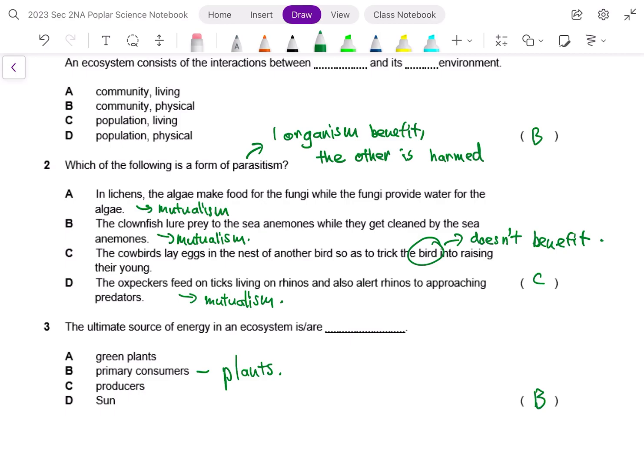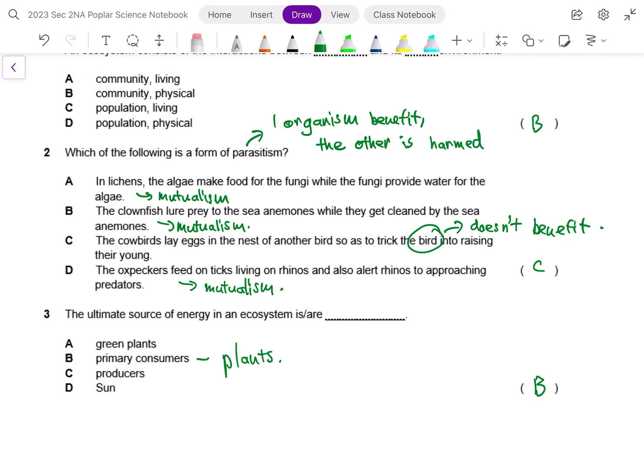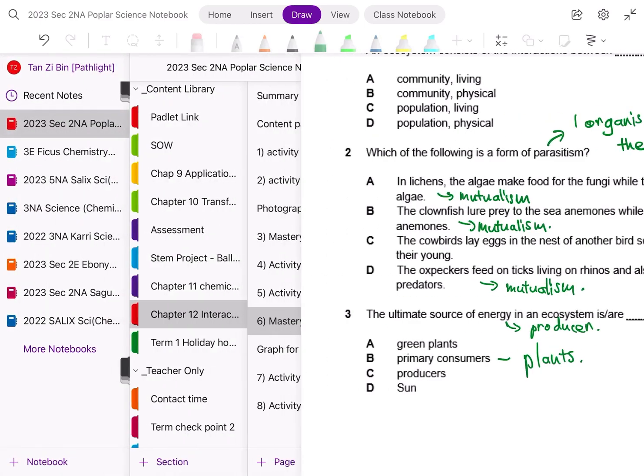Okay, number 3, the ultimate source of energy in an ecosystem is actually the producers, which is the plants. Okay, so this one is usually from the producers. Ultimate source. Hang on.